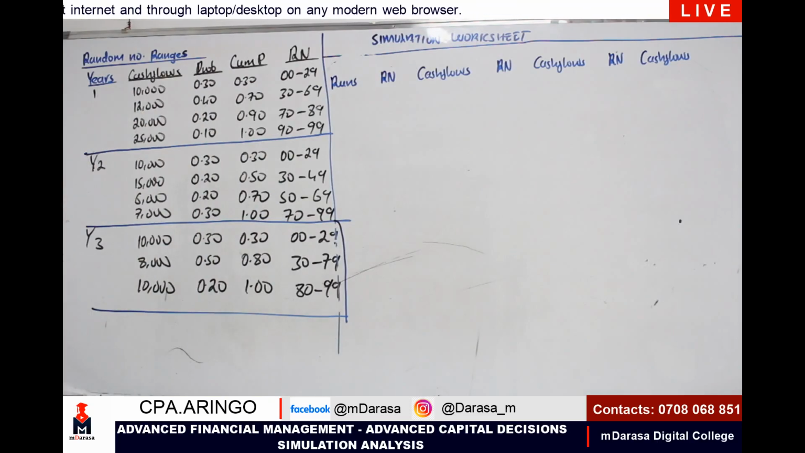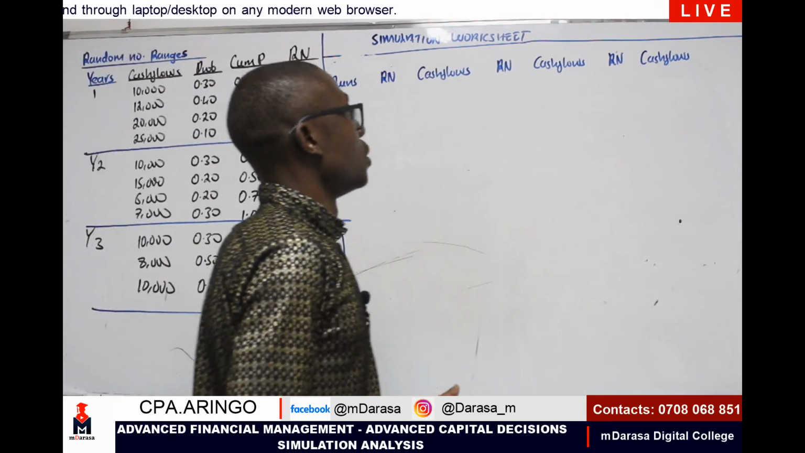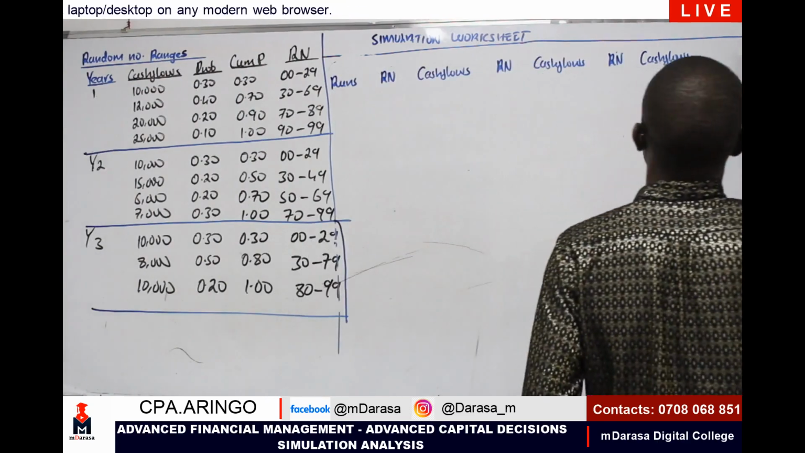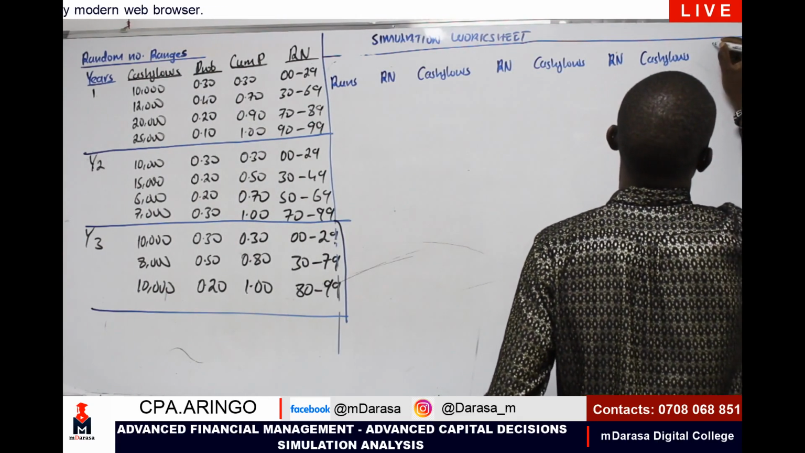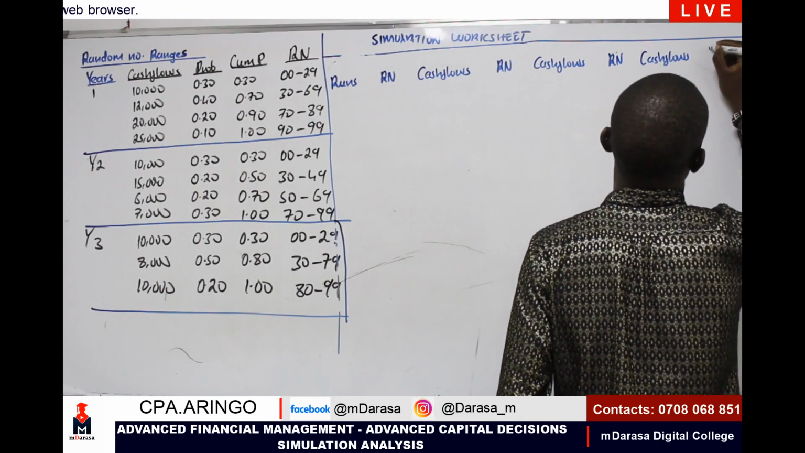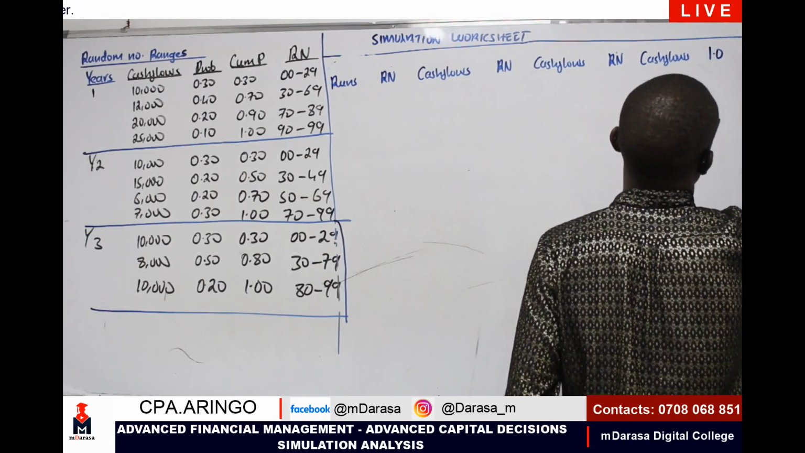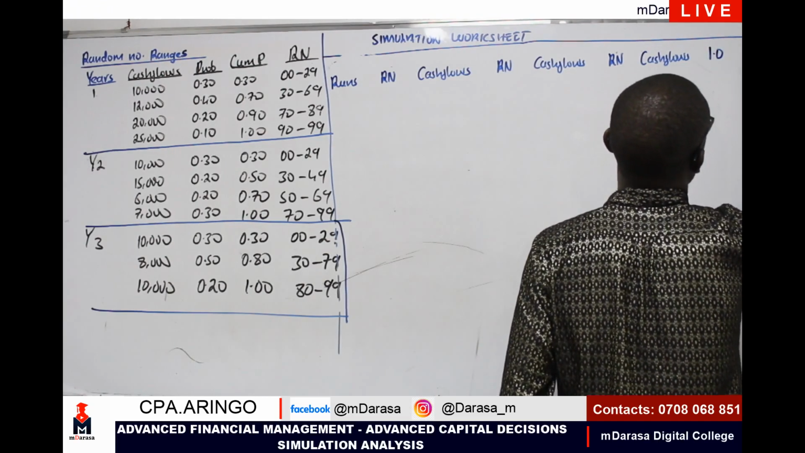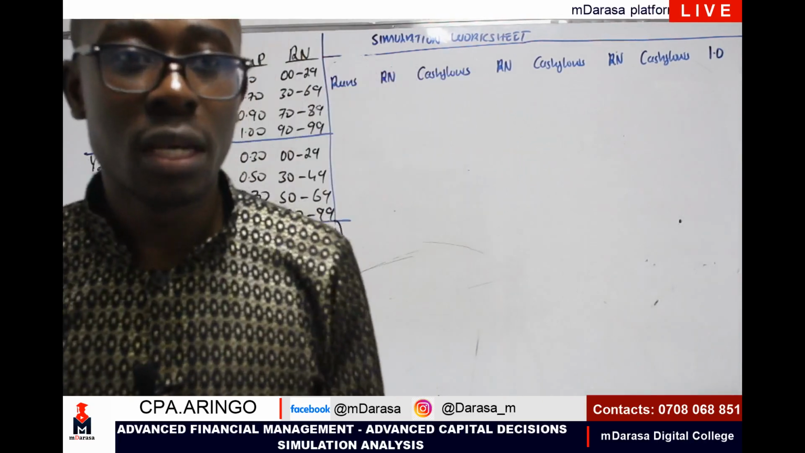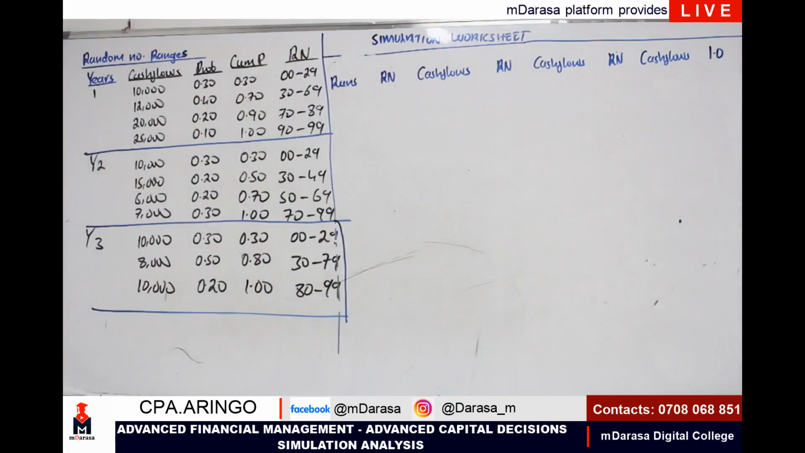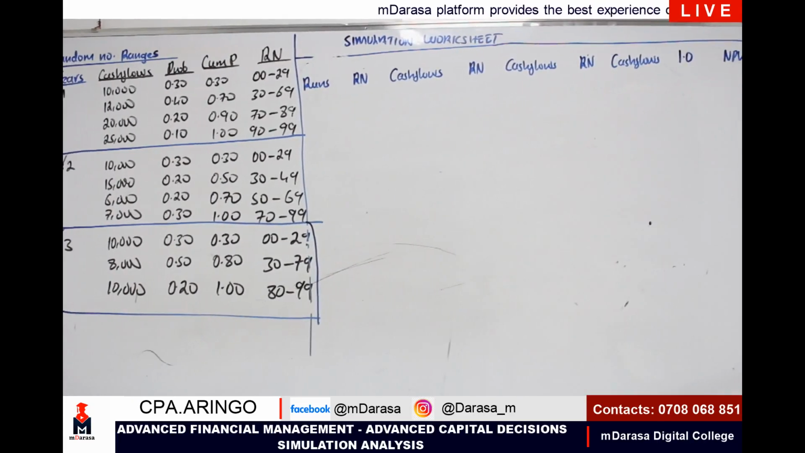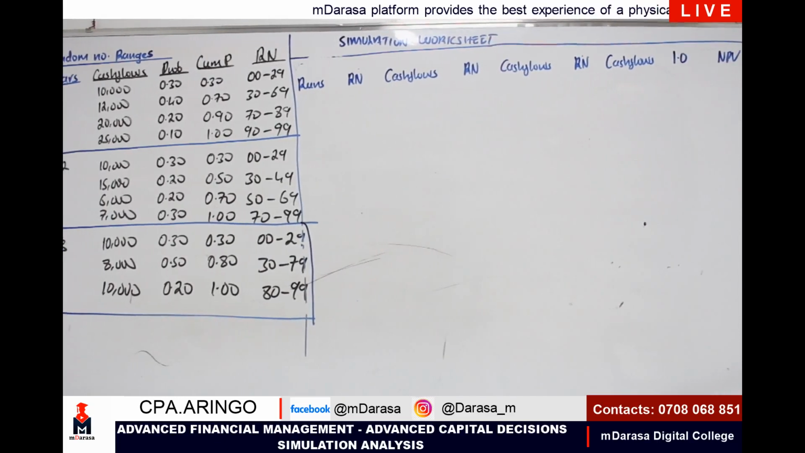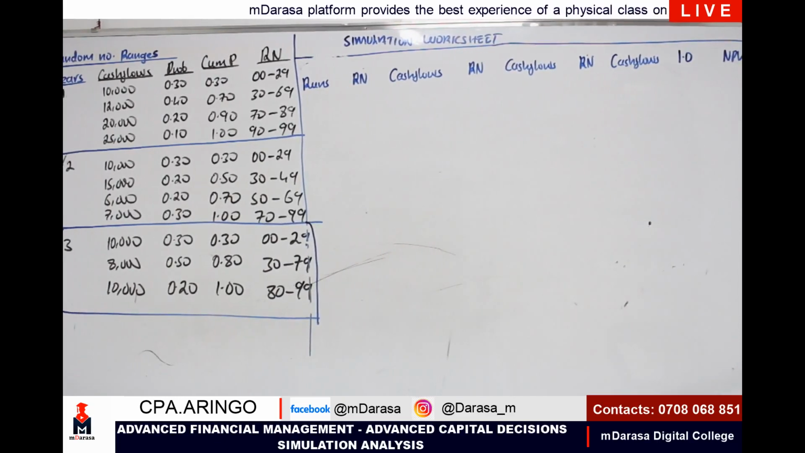So how will we go about this? We're given our random number. We can have our initial outlay deducted so that we have our NPV at that point. So once we have this, let us start.